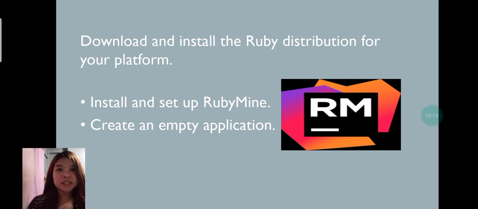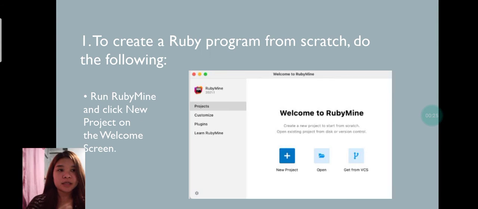So first, you have to download and install the Ruby distribution for your platform. Install and set up RubyMine and create an empty application. To create a Ruby program from scratch, do the following. Run RubyMine and click New Project on the welcome screen.